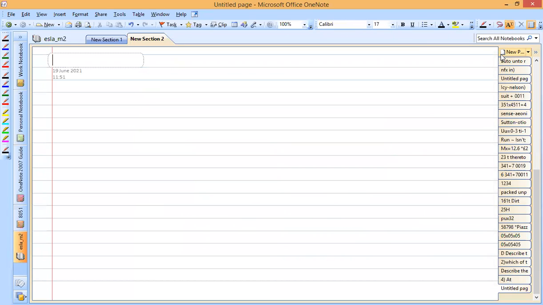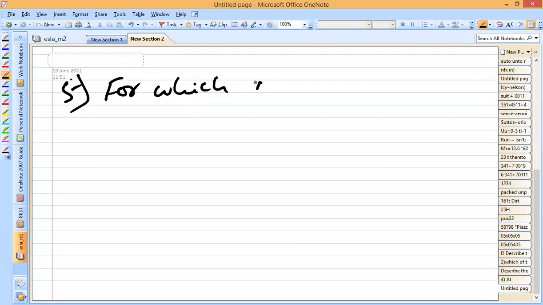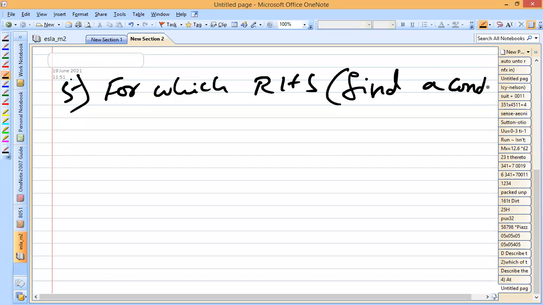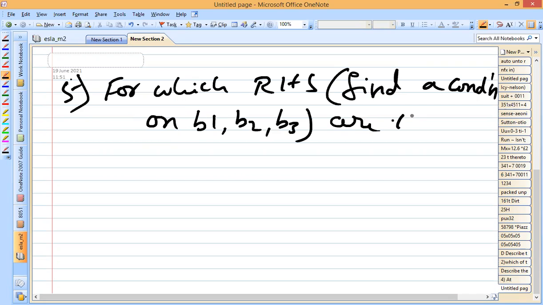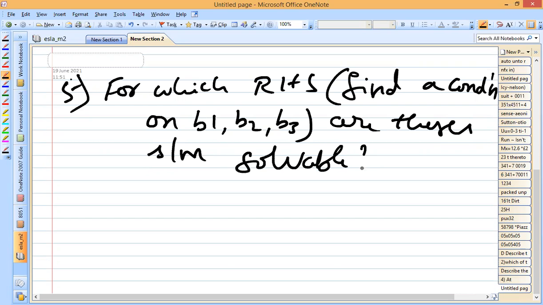One more problem I'll take, the fifth one. For which right hand side, in bracket you can take, find a condition on b1, b2, b3 for which these systems are solvable. So this is the question asked.